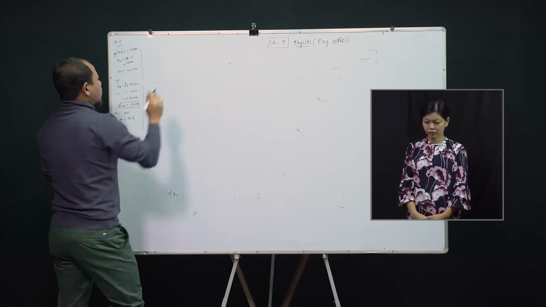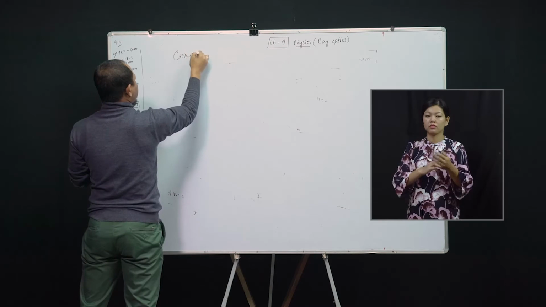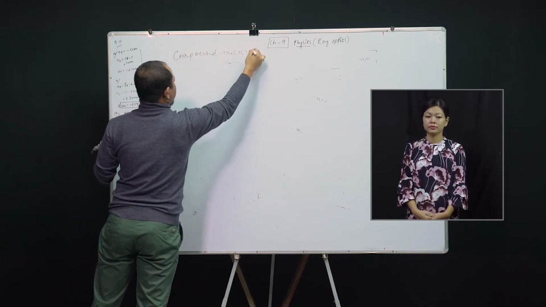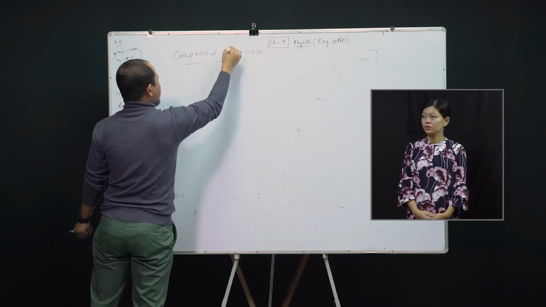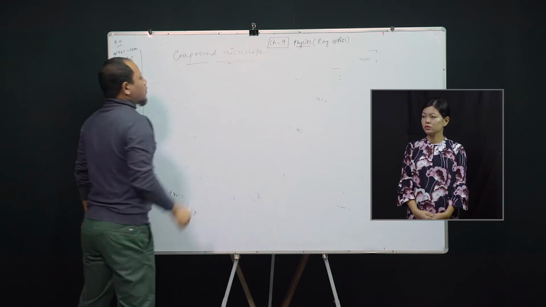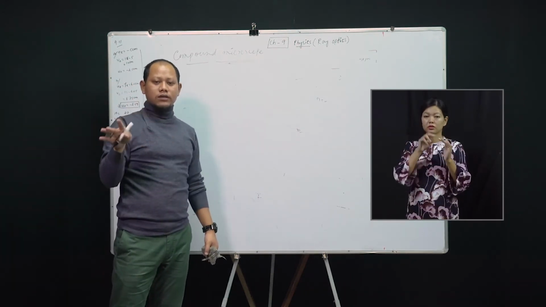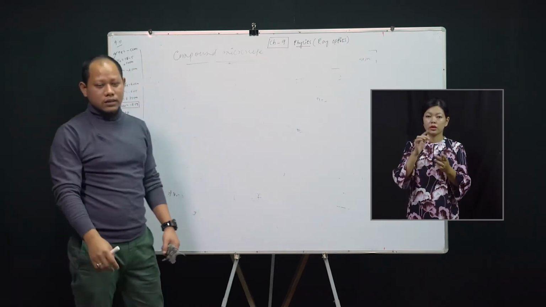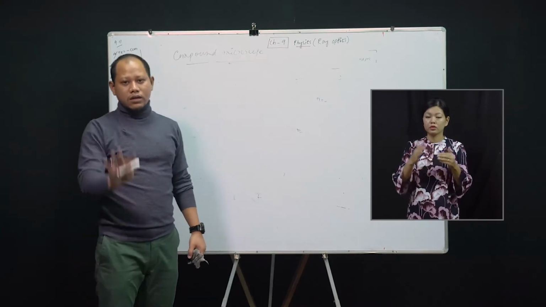Okay, so our next topic is what? Compound microscope. Compound microscope. So, dear students, here there are two conditions. First, when the image is formed at the least distance of distinct vision, and second, when the image is formed at infinity. Two conditions. First, we will start with when the image is formed at the least distance of distinct vision.